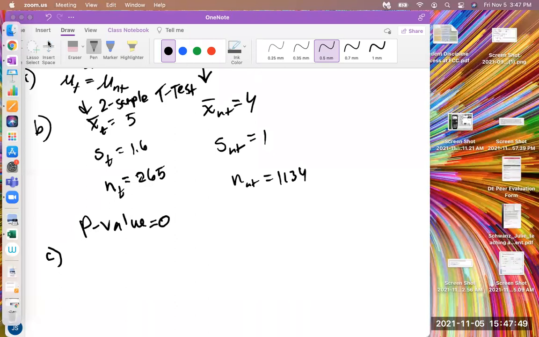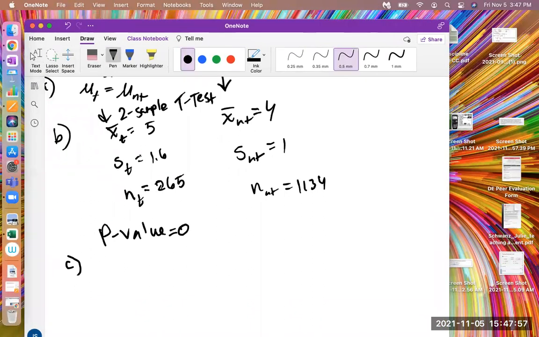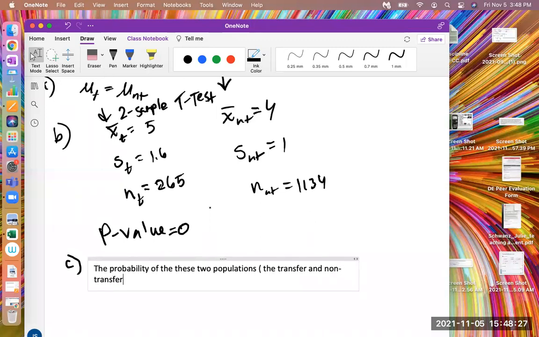So let me write that out, the interpretation of the p-value. It is the probability of these two populations, and here I mean the transfer students, that's population 1, right? And non-transfer students, having the same average graduation time is 0.